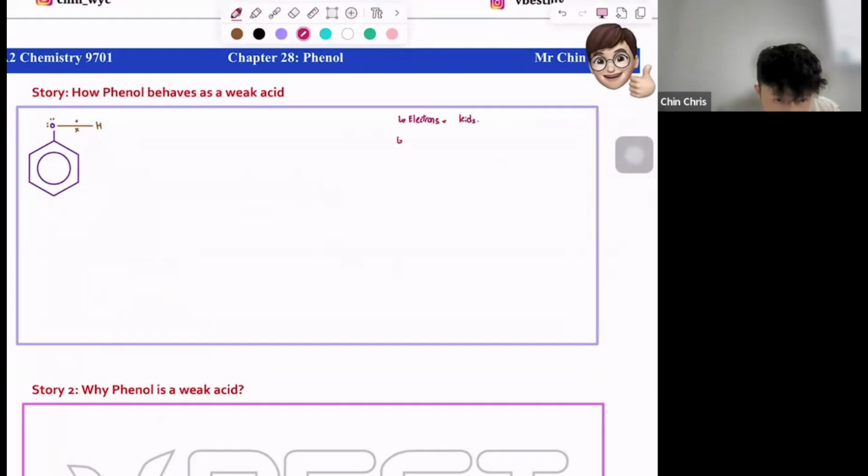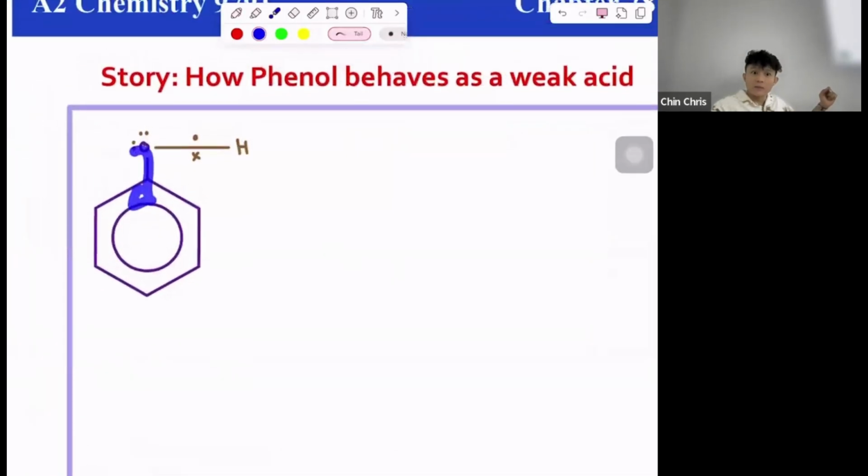Then you have a ring. This benzene ring is a playground. So remember this, guys. This concept, we're going to apply it for chapters 27, 28, 29, 30. So when you see electrons, you have to visualize them as kids. They love going into the playground, which is the ring. Any lone pair that you find on any other group will always have a tendency to go into the ring. They love playing in the playground, understand?